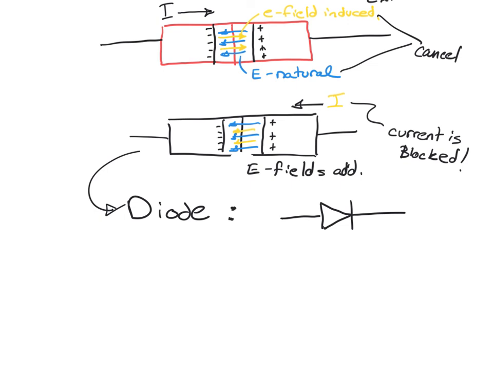And what it means, quite literally, is I is okay in this direction, and I is blocked in the other direction. So it becomes like a switch. We will see diodes in use in the X-ray tube. It's an essential part of the circuit that creates X-rays.